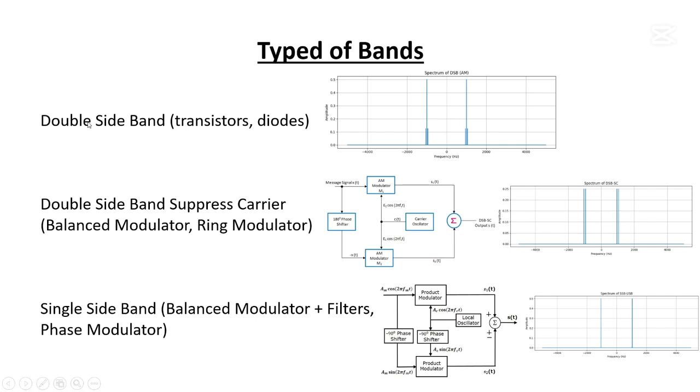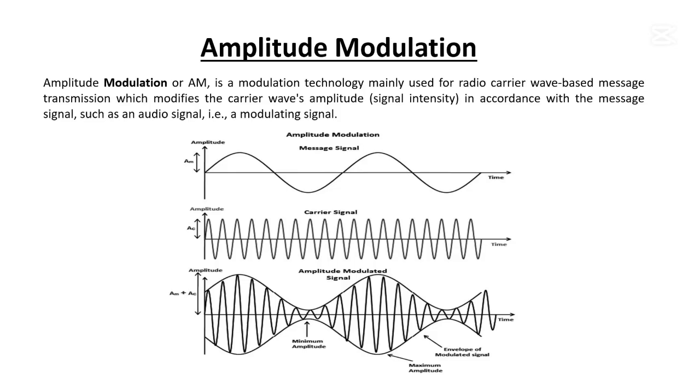Anyways, if you want to produce a double sideband, you can use transistors and diodes. How can you do this? What do transistors do? You know that transistors amplify the input signal. So what does a transistor actually do?